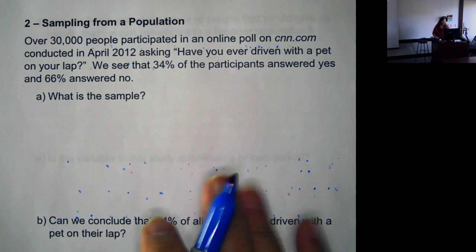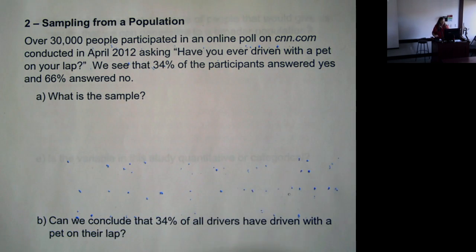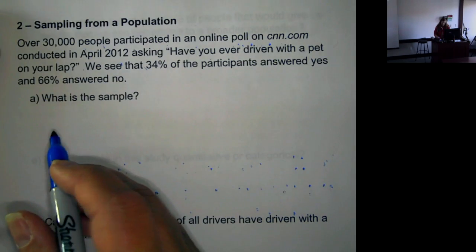Okay, now that we've talked about how we structure data, categorical, quantitative, talking about cases and studies and all, we're going to actually look at sampling from a population, because really when you're doing a survey, that's what you're doing. You're sampling from a population.